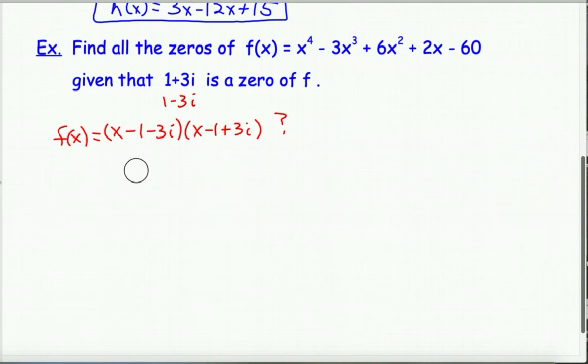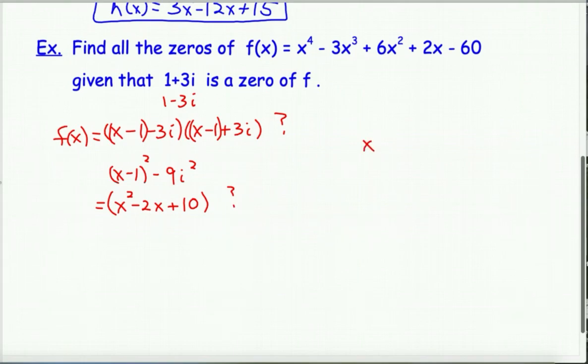So when I multiply this out, actually I can do a shortcut here. If I look at this as a minus b and a plus b, it's going to be a squared minus b squared. So that's going to give me x squared minus 2x plus 1 plus 9, which is plus 10. So I know that that is one of my factors, so then I can divide that into the original, but I can't use synthetic division. So I'm going to have to use long division.